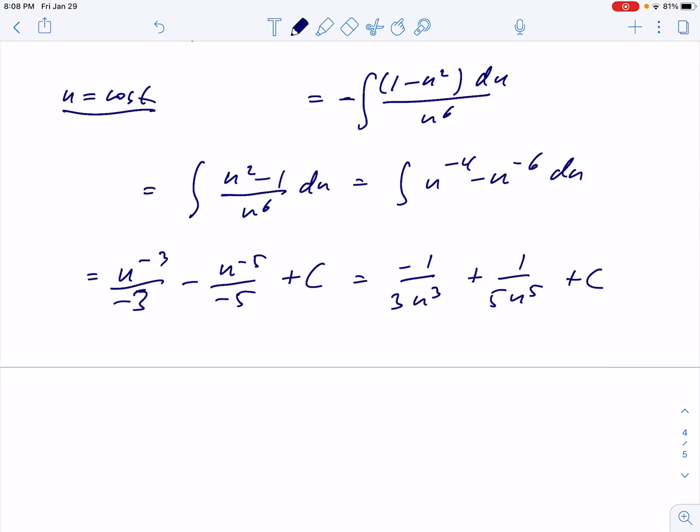Now, as I told you, I'm a very positive person. I should put the positive term first and return to t. u is cosine t. So this equals 1 over 5 cosine 5th power t minus 1 over 3 cosine cube t plus c. And that's it.